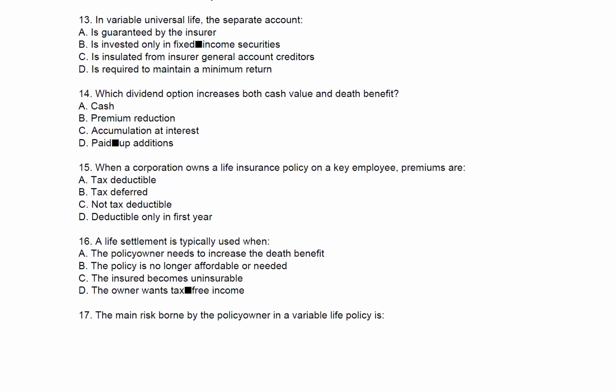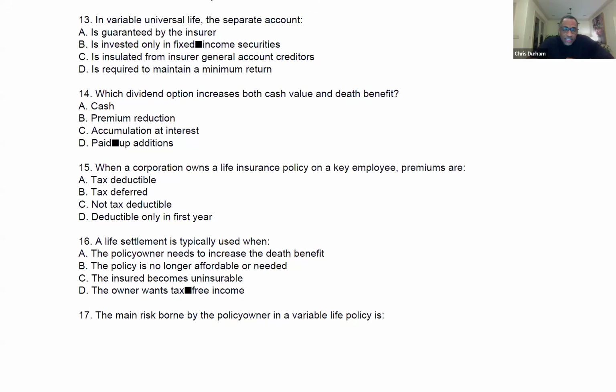Because it could be C too, right? The insured becomes uninsurable. No, that ain't got nothing to do with that. They just made that up. The policy is already in force, it don't even matter whether you're insurable or not anymore. You know what I'm saying? Once the policy is issued, it's issued.